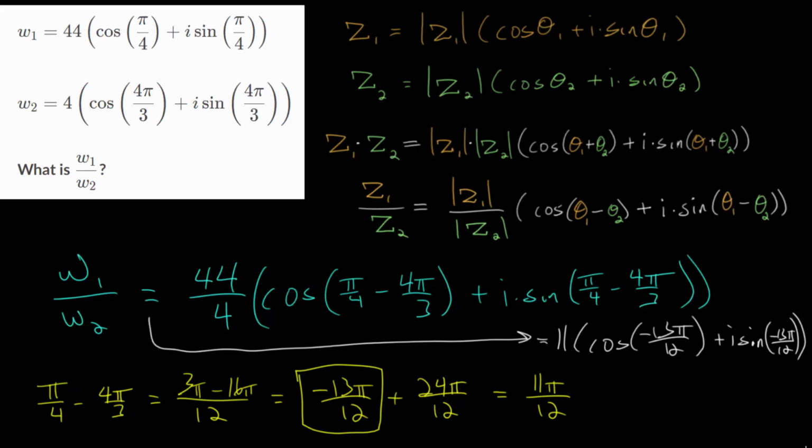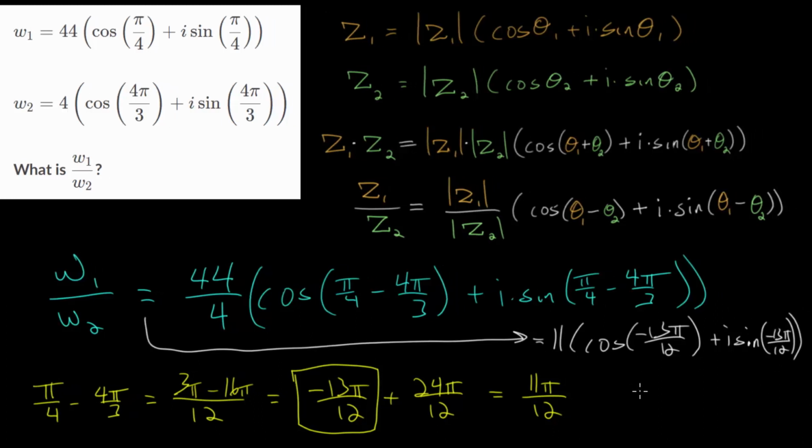And let me make a little bit more room. And again, the way to interpret this quotient here is that the magnitude of this new complex number would be 11, and its angle, its argument, would be minus 13 pi over 12 radians. And this angle is measured relative to the positive real number axis. And since it's negative, that just means the angle would go clockwise.